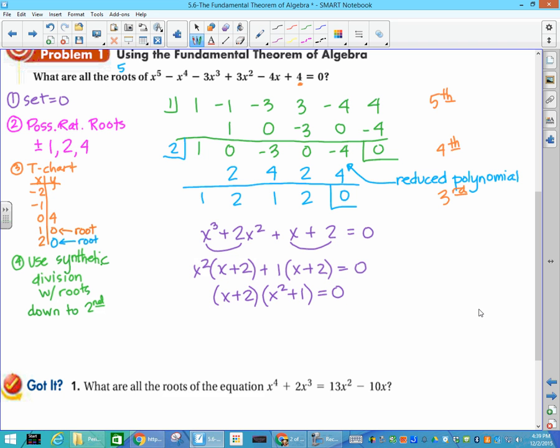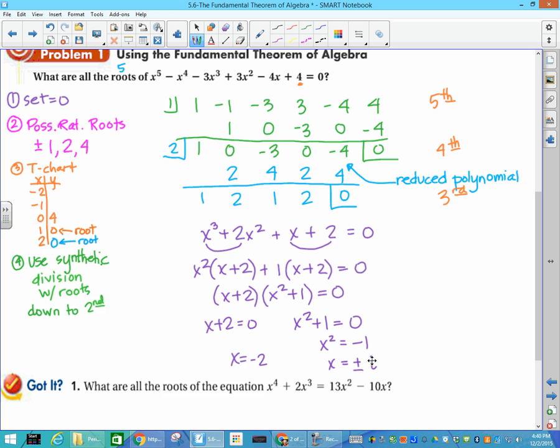Okay. So I set each factor equal to 0. That gives me x plus 2 equals 0, and x squared plus 1 equals 0. And that, of course, means that x equals -2. And this says x squared equals -1. So x equals plus or minus the square root of -1, which is what? So if you remember, that's i.